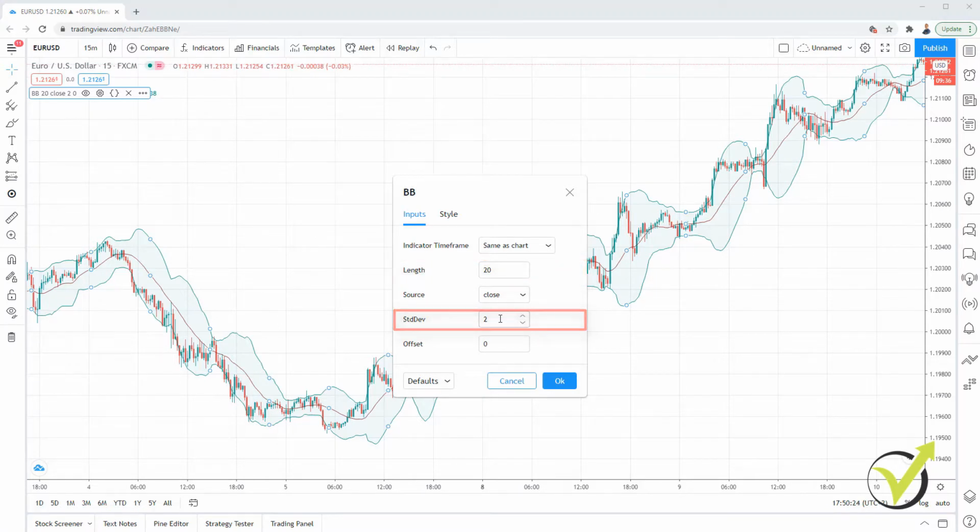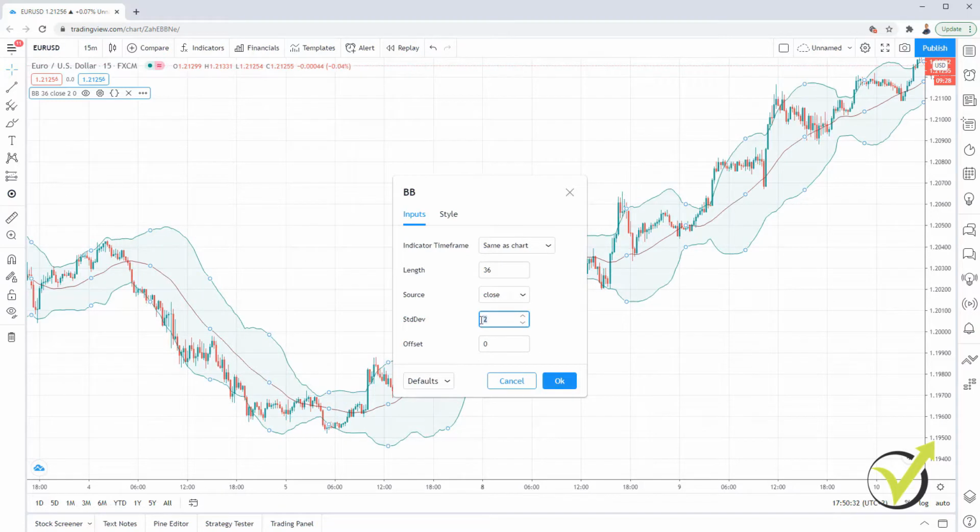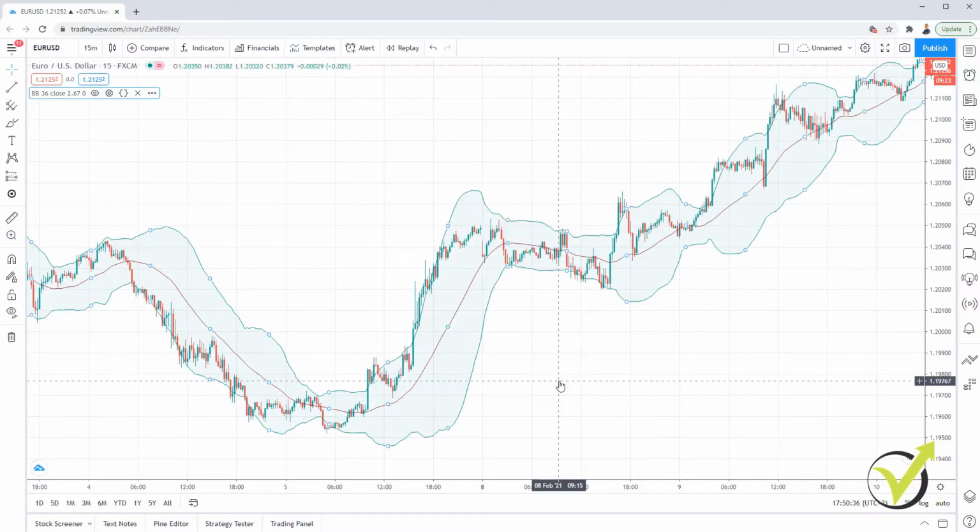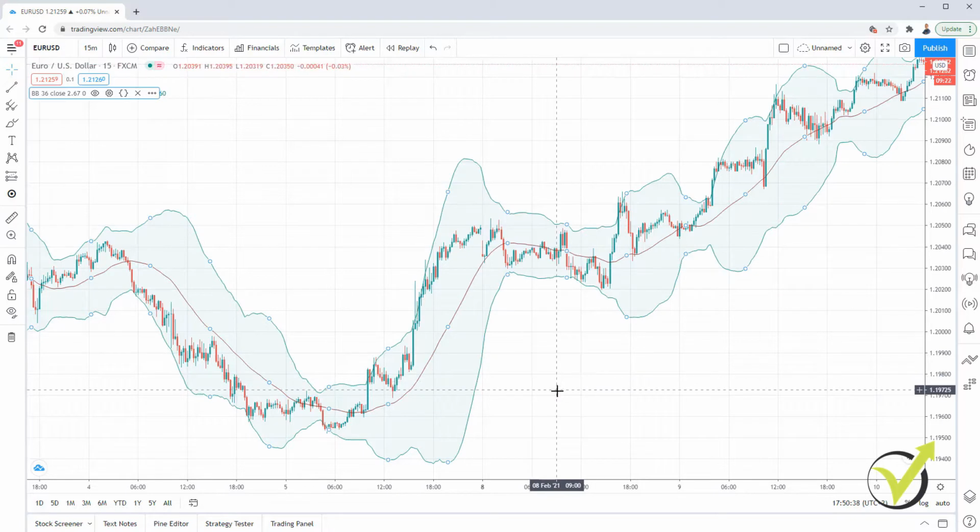Now for that strategy we use length or period of 36 and deviation of 2.67, and I will click on OK and you will see there is a difference, and this difference matters a lot. So the strategy is super simple and I will go straight to it.